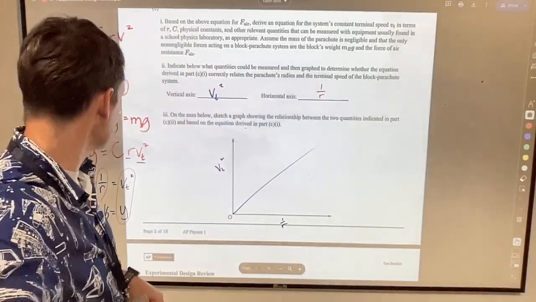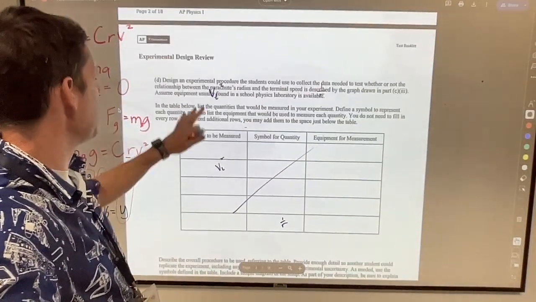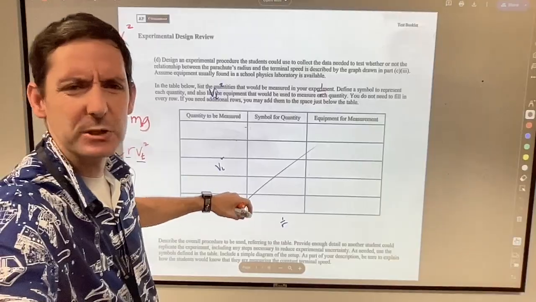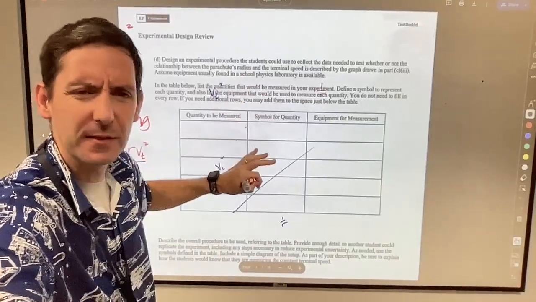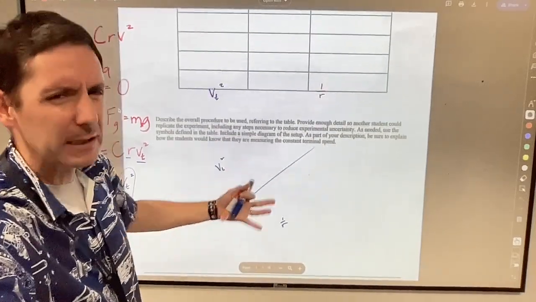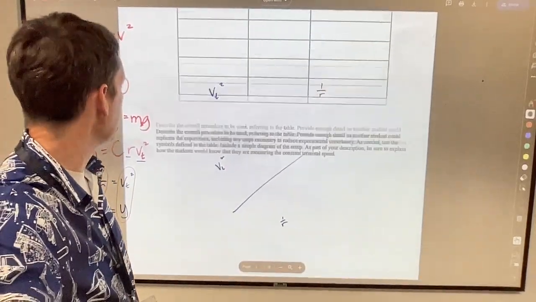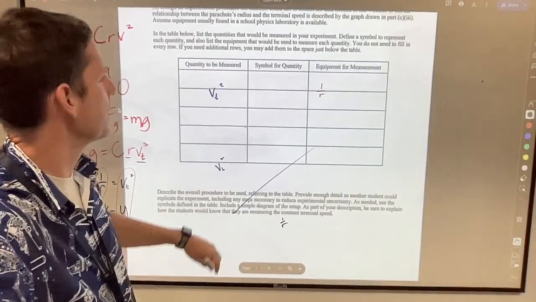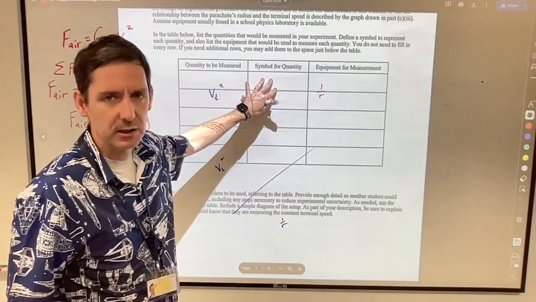Let's see. Is there anything else here? The next step of this is design an experimental procedure. I'm not going to go into that right now. I may look at that in one of the future questions, but right now I'm going to skip that because that's not really what I want to focus on here. Okay? The only thing really to talk about is you do need to be very clear with this.